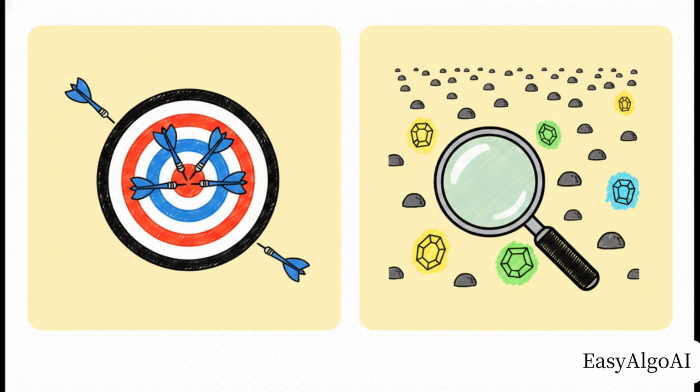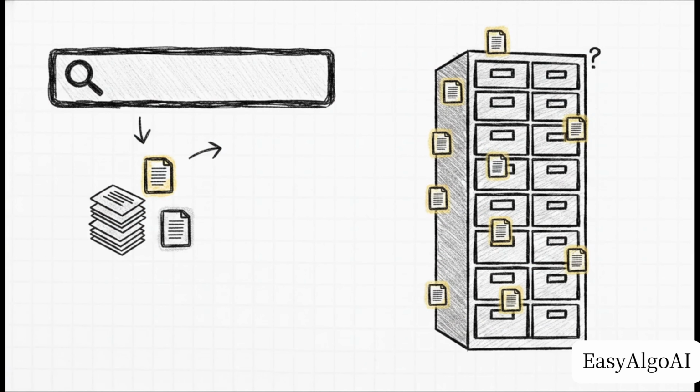Out of all the darts you threw, meaning all the positive predictions your model made, how many actually hit the target? Recall is totally different. It's more like a magnifying glass. Out of all the actual, true positive examples that exist hidden out there in your test set, how many did your model successfully uncover?